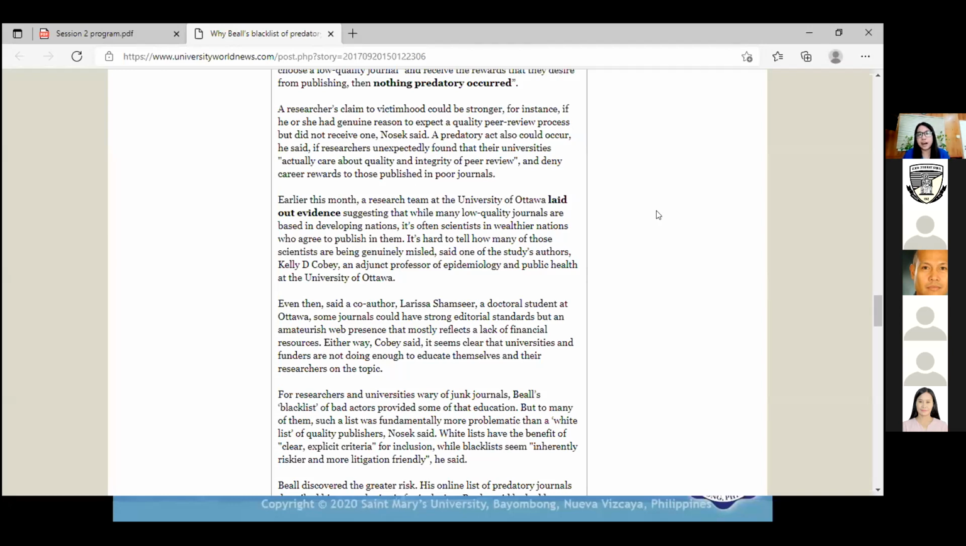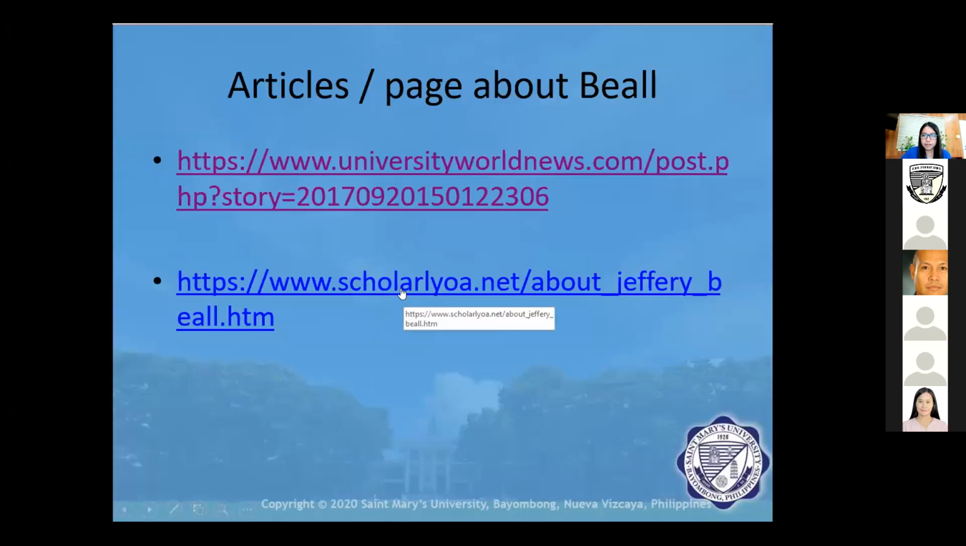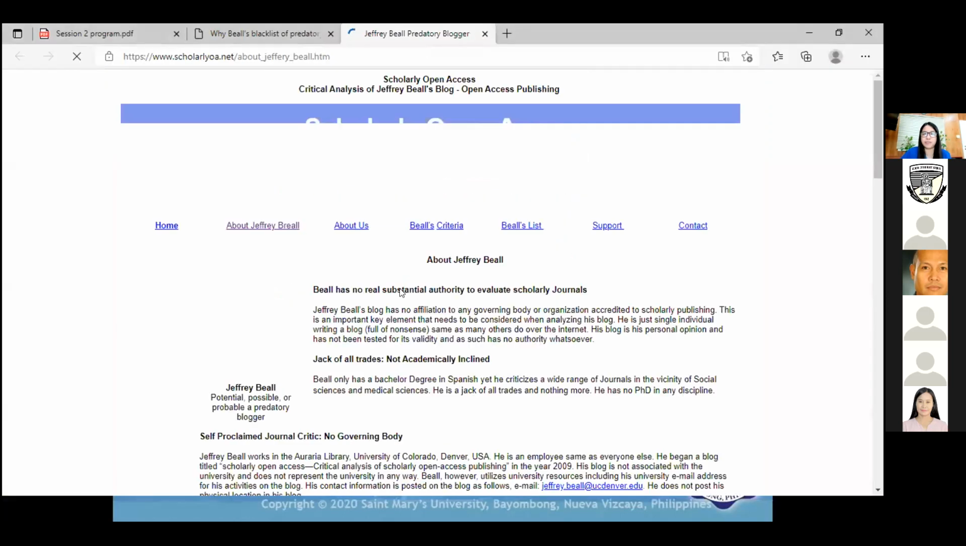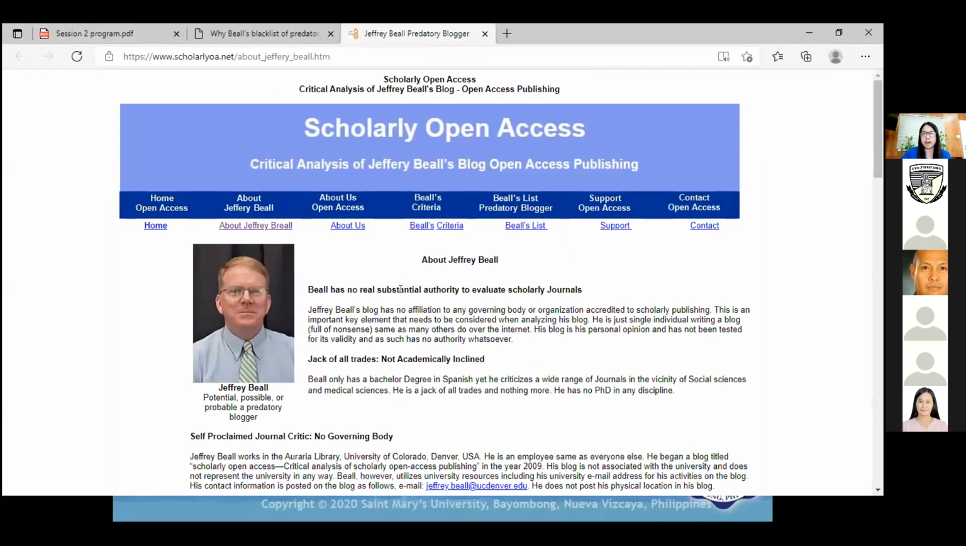But of course, I do not have anything against Bill or anything against open access. So what we are trying to do here is just, of course, let us consider this as an eye-opener for us. So thank you to Bill. Because of this, it serves as an eye-opener for us that, as mentioned, there are existing predatory journals.